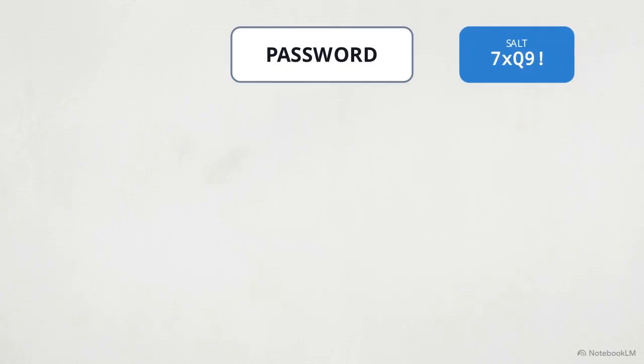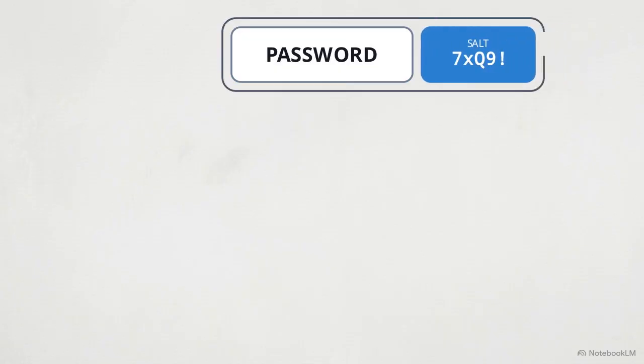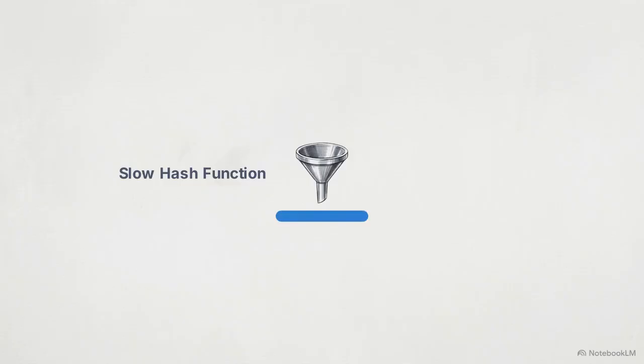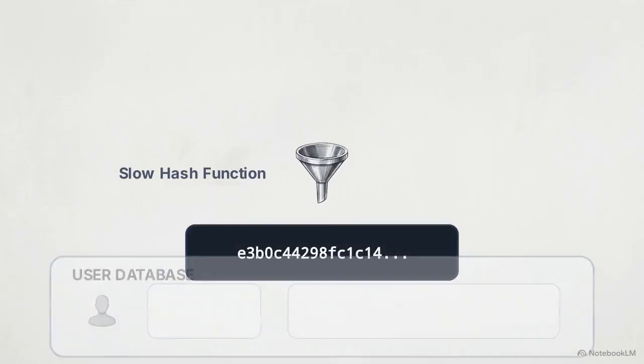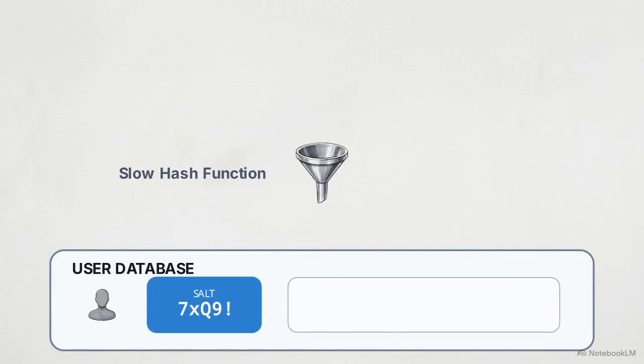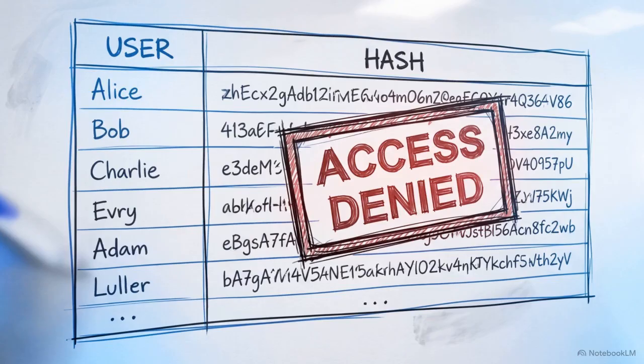Instead, it combines the password with a random string of characters called a salt. A salt is an additional layer of random data designed to complicate brute force guessing attacks. This combined string passes through a deliberately slow hash function before the resulting digest is stored in the user database alongside the plaintext salt. Because the hash is pre-image resistant, an attacker who manages to steal the entire database still cannot reverse those digests back into usable passwords.